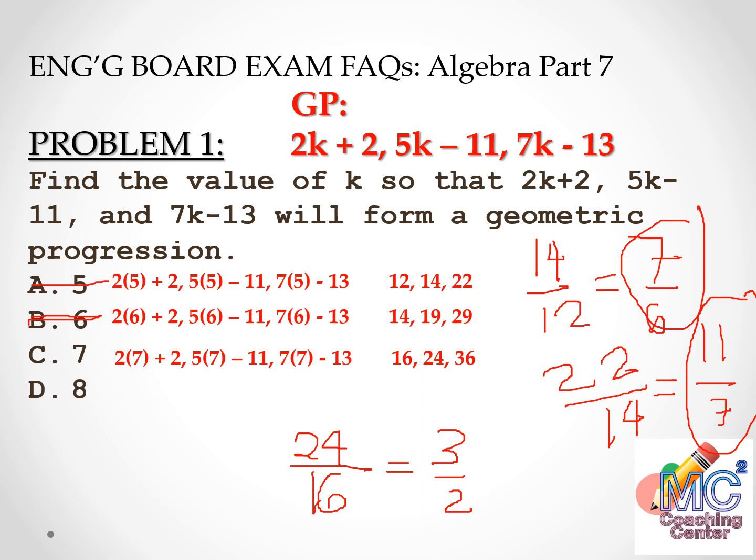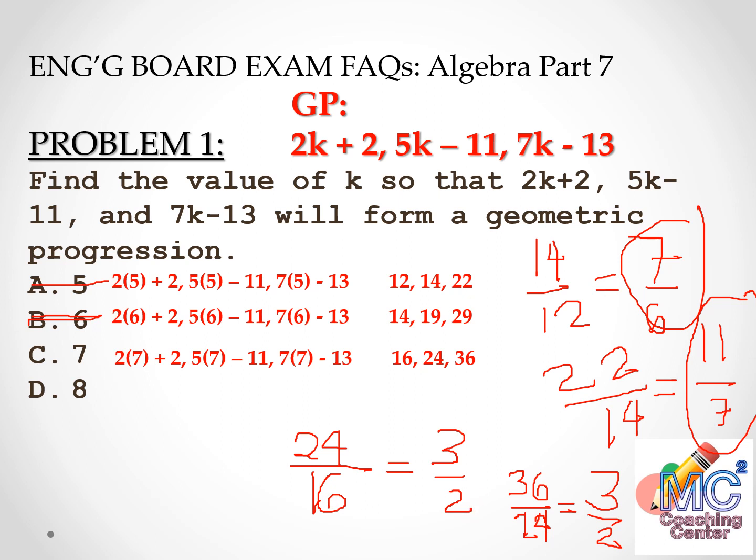Then sa kabila naman, 36 over 24. So anong common nila is 12. So kung 12, that is also 3 halves. So, saan galing yung 36 over 24? Yan po. Yan 36, 24. Same with 24, 16.